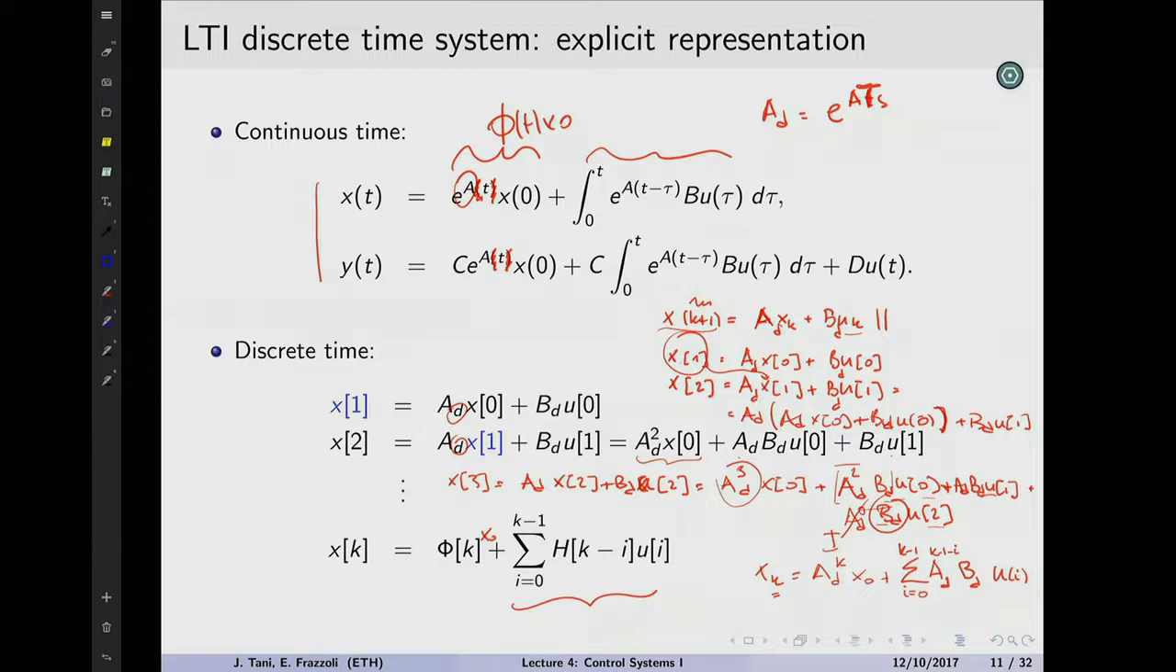Change of phase in time. No, I'm asking you the mathematical definition. It's the limit for h that goes to 0 of the incremental gain, which is x of t plus h minus x of t over h.